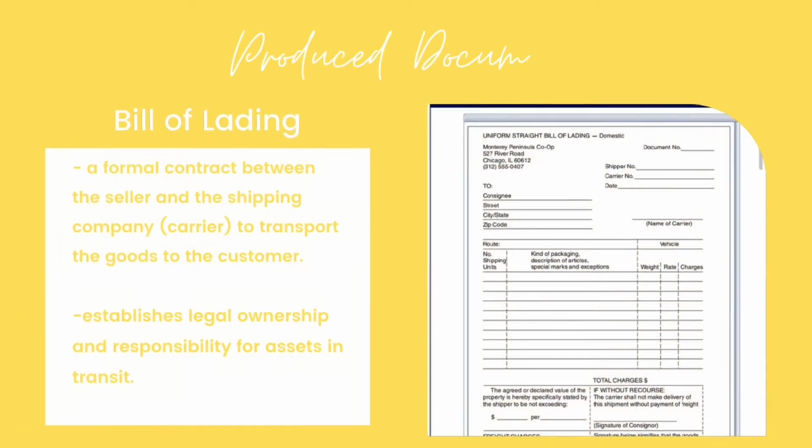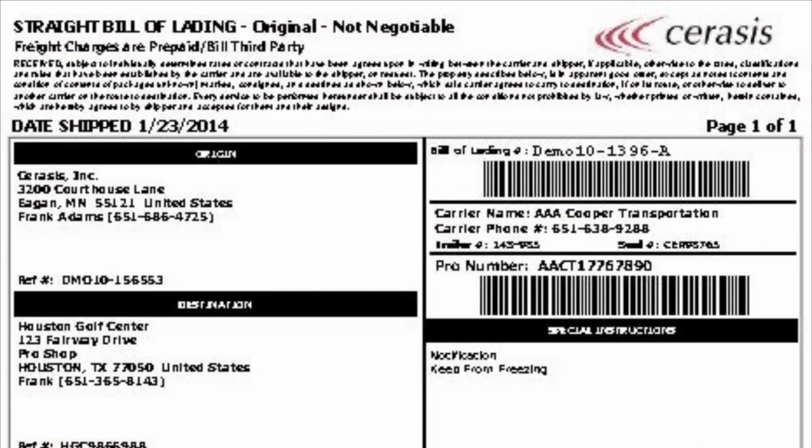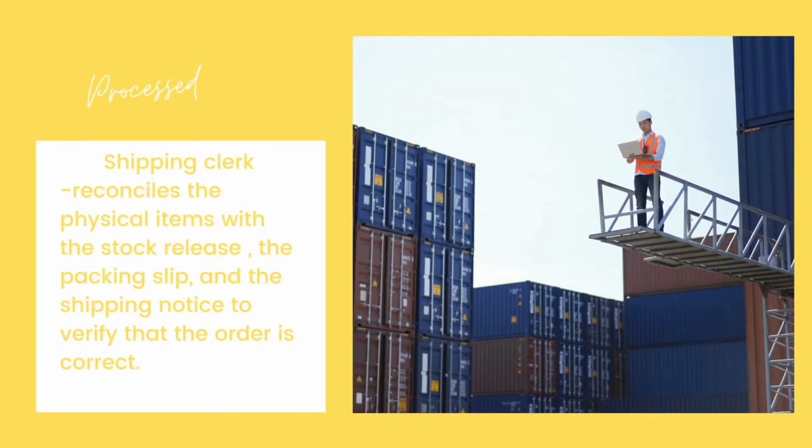The bill of lading is a formal contract between the seller and the shipping company to transport the goods for the customer. It establishes legal ownership and responsibility for the goods in transit. The shipping clerk then records the shipment in the shipping log, and forwards the shipping notice and the stock release to the bill customer function as a proof of shipment.